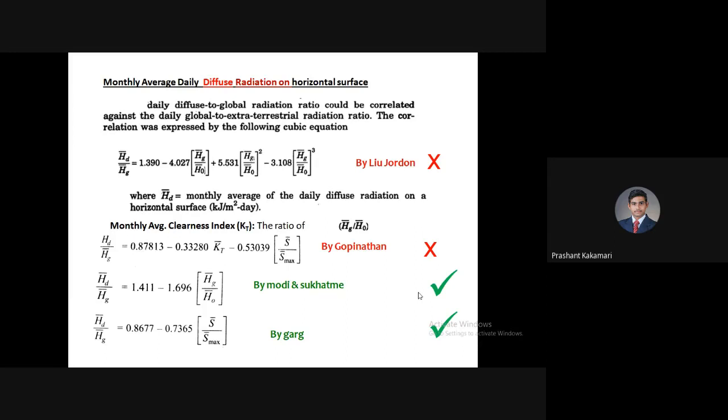To overcome the problem of remembering the given equation, he replaced Hg bar by H naught bar with the clearness index, KT. If KT, the clearness index, is 1, that indicates that whatever extraterrestrial radiations are possible are equally absorbed on the Earth's surface as global radiations.